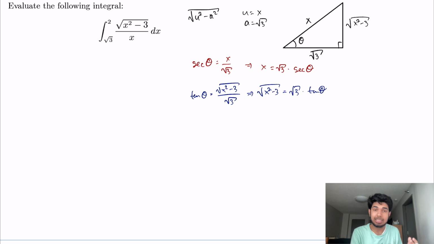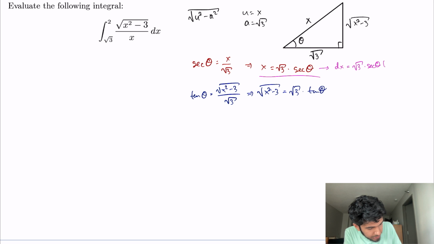We need to change dx into something with d theta. So for that, we can take the derivative of this equation right here. So on the left, we'll get dx, and on the right, we have to take the derivative of square root of 3 times secant of theta. So that'll be square root of 3 times secant theta tangent theta d theta. Now we're in business, we can substitute.